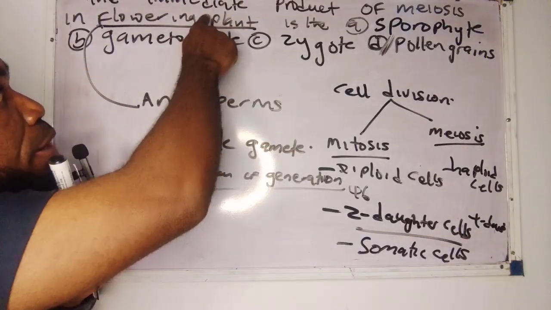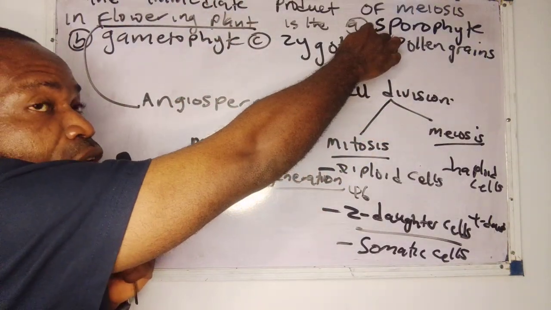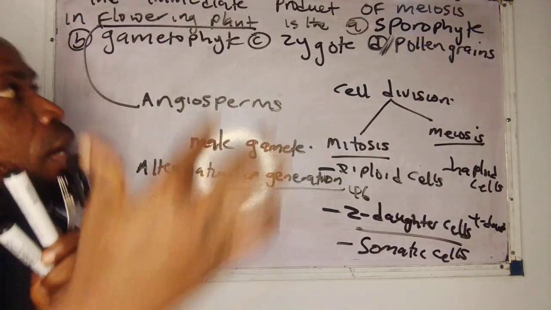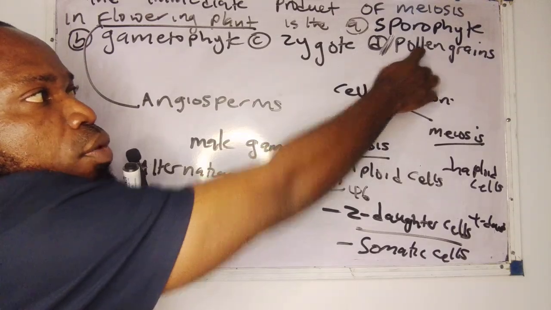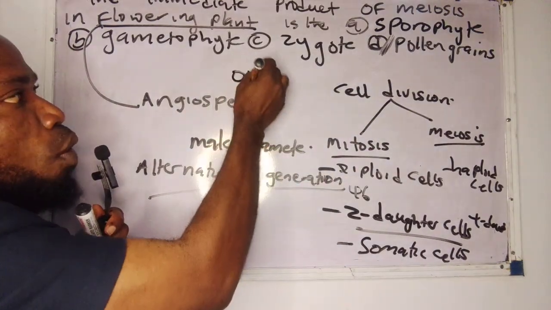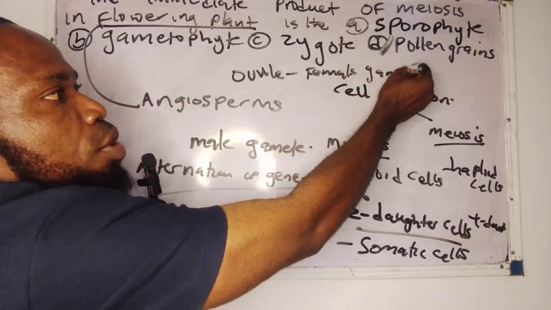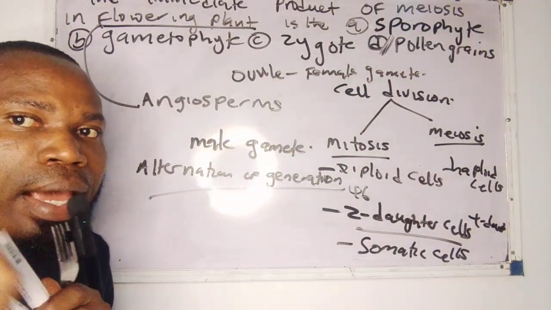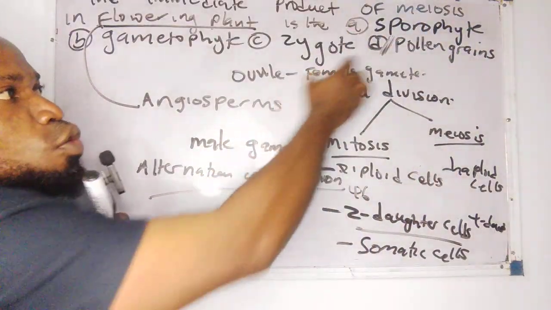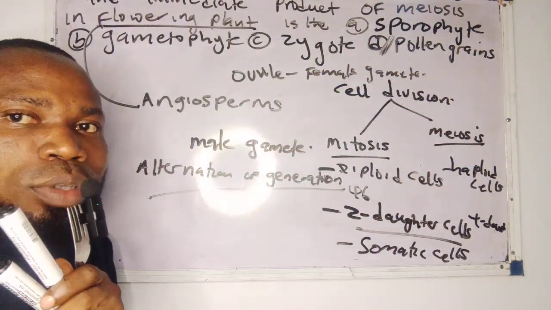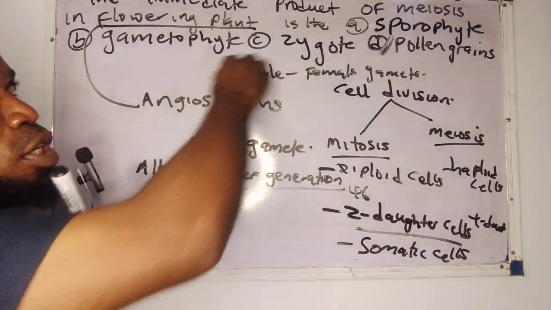But when it comes to flowering plants, the dominant phase is the sporophyte stage, which is the trees, for instance. While the gametophyte stage is the part that produces the gametes, such as the pollen grains and the ovule. The ovule is the female gamete in plants, but the male gamete in plants is the pollen grains. And these two are formed from meiotic division.